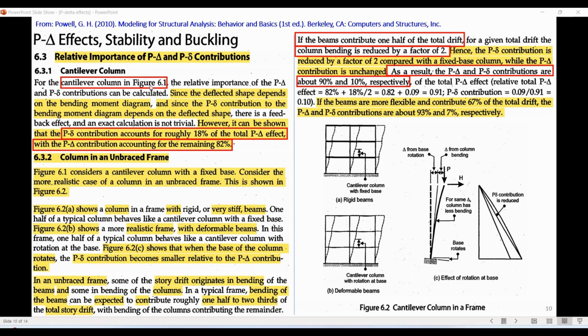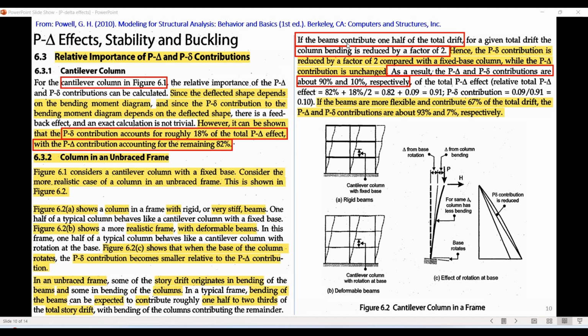For the cantilever column in figure 6.1, the P small delta contribution accounts for roughly 18% of the total P delta effect, with the P big delta contribution accounting for the remaining 82%. And by considering a more realistic case for a column in an unbraced frame, which is shown here in this figure, we have two cases, when we have rigid beams or when we have deformable beams, and we have a case that takes into account the rotation at the base.